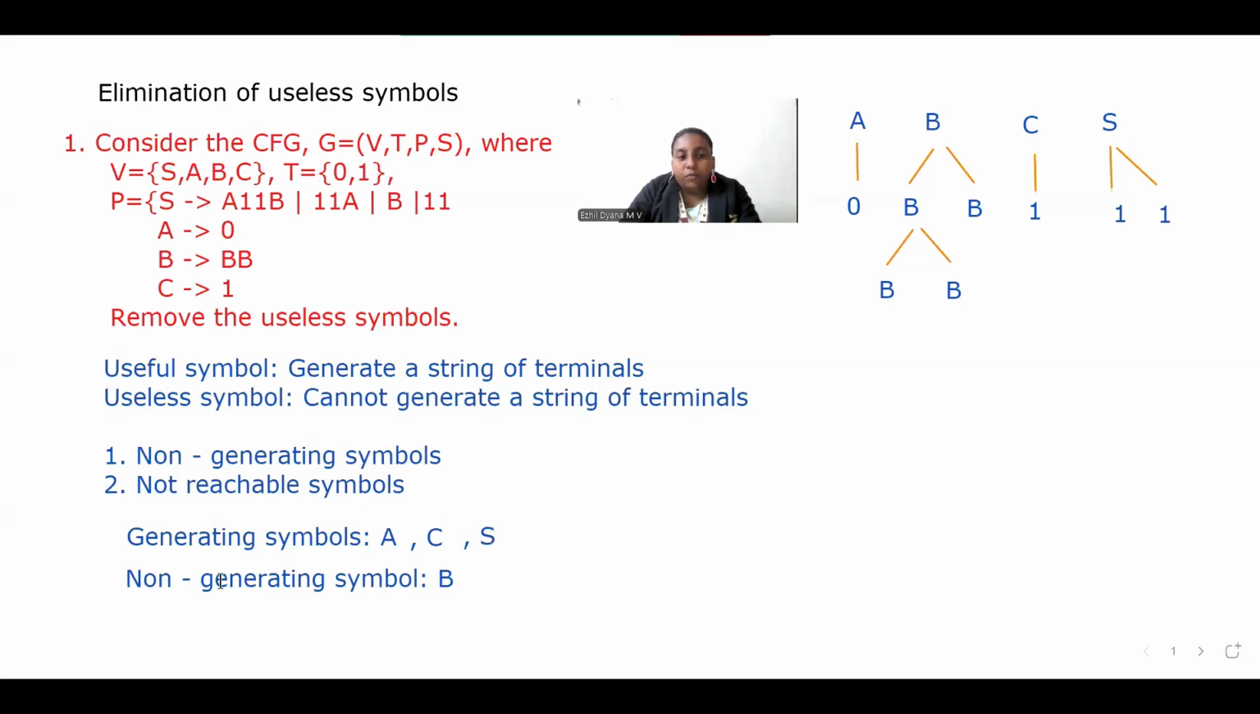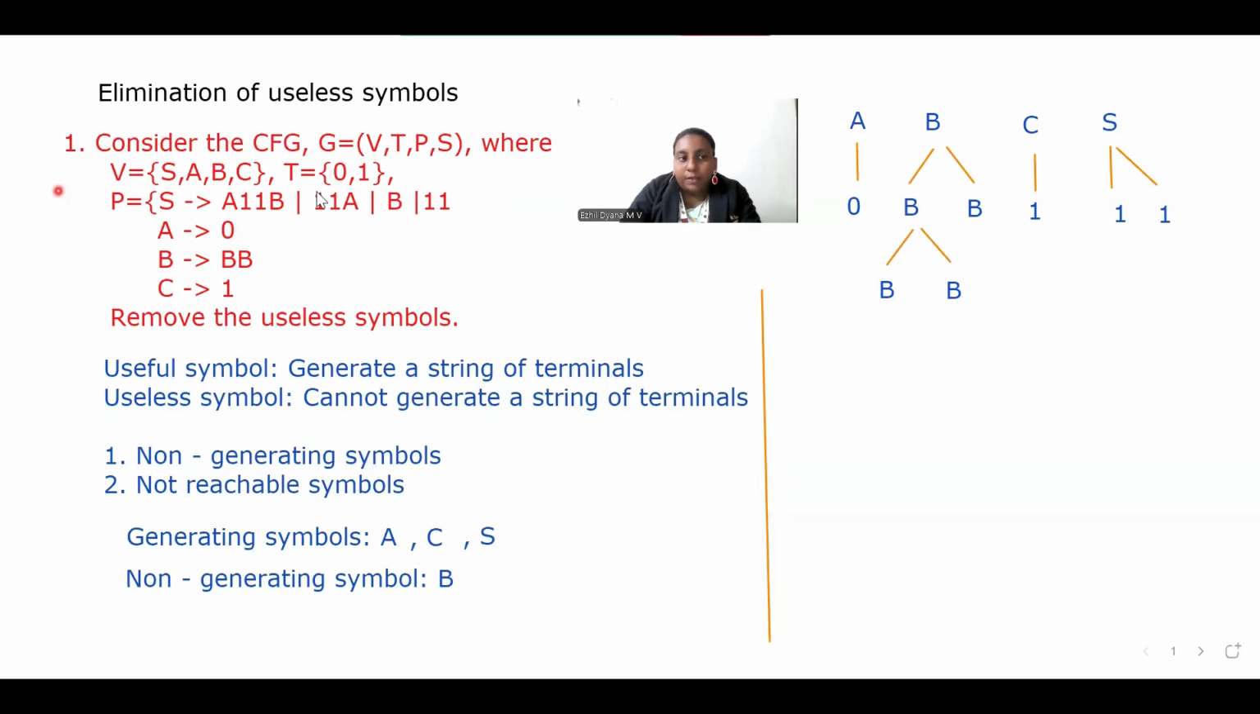Now our task is to remove this non-generating symbol. When you remove the non-generating symbol from the given grammar, you will remove all the productions which have B. If you see the first rule, S tends to A double one B, this has B, so I will remove this particular production rule. Then the next one is S tends to double one A. I do not have a B, so I can consider this. Next one is a single B, which is a non-generating symbol, so I have to eliminate this particular one. Then S tends to double one. I can keep double one because it is generating.